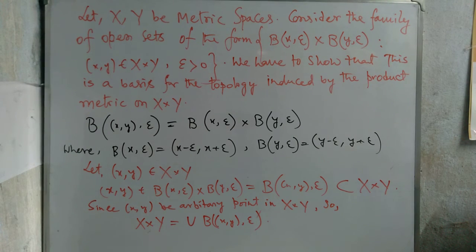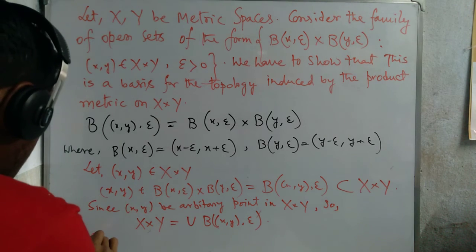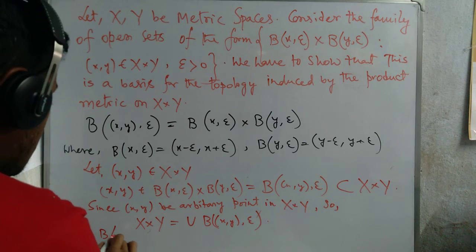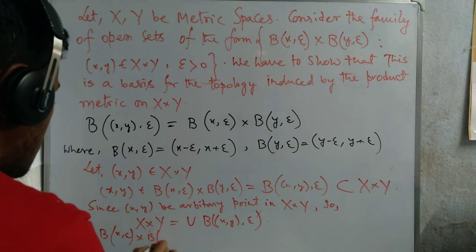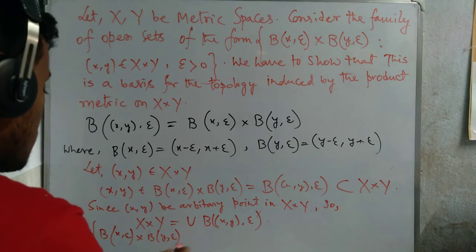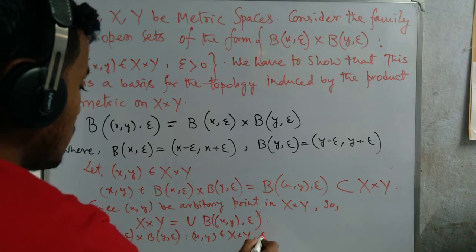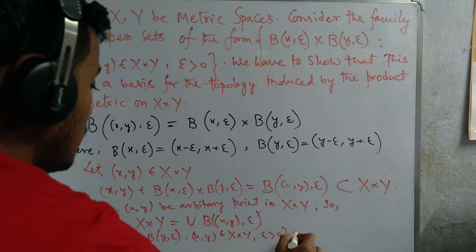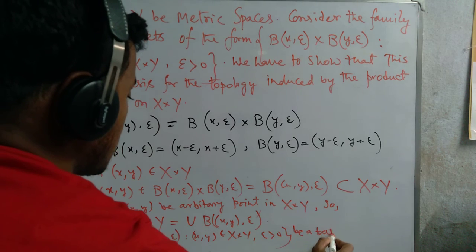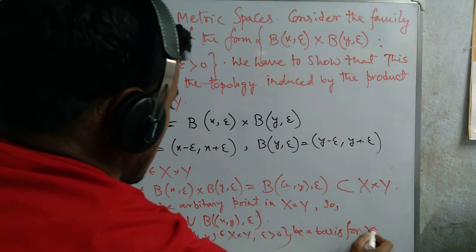Then what happens? Then obviously these open sets, that means B_X(epsilon) cross B_Y(epsilon), such that (x, y) belongs to X cross Y and epsilon greater than 0, form a basis for X cross Y.